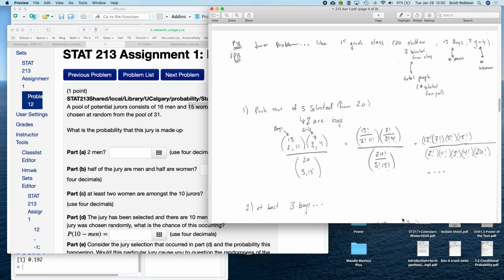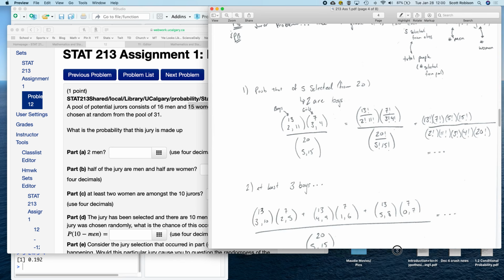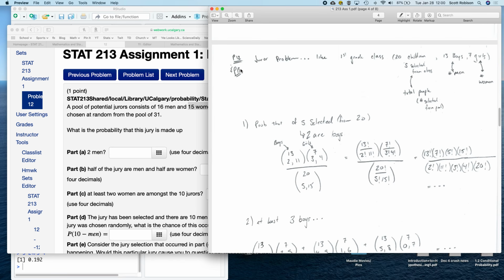In particular, if you're in my lecture section, you would likely have seen a problem that's talking about a first grade class, there are 20 children, 13 of them are boys, 7 of them are girls. Very similar to here, you've got 31 people, 16 of them are men, 15 of them are women. Okay, so very similar to this kind of idea. This actually will be a good video for problem 13 as well, same sort of techniques.